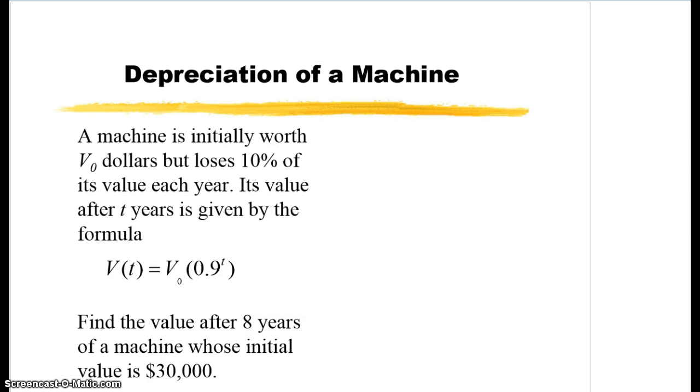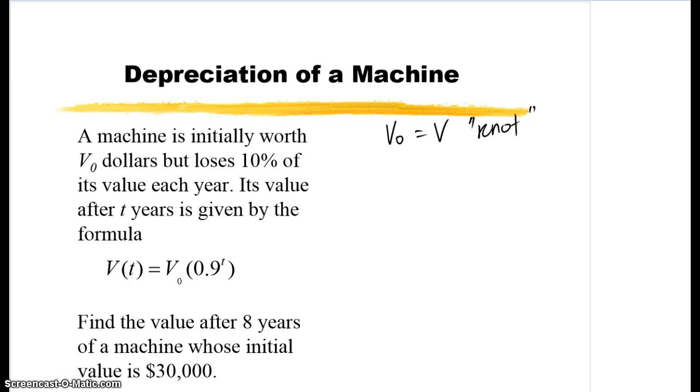Okay, why don't we take a look at depreciation? So we've already seen a depreciation example in our notes before. Here's another one. It says a machine is initially worth V naught dollars. This is V sub 0, which we often read V naught. While this machine, however, loses 10% of its value each year. Its value after t years is therefore given by the formula V of t equals V naught, the initial value, times 0.9 to the power of t.